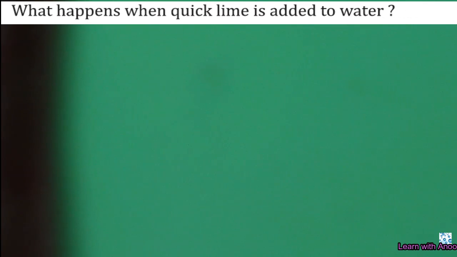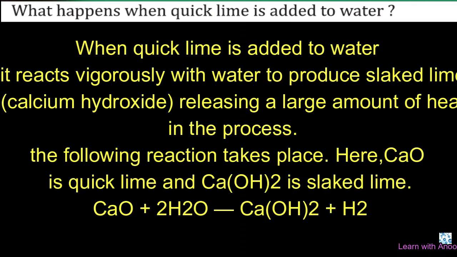Next, what happens when quicklime is added to water? When calcium oxide, that is quicklime, is added to water in a bucket, it reacts vigorously with water to produce slaked lime, calcium hydroxide, releasing a large amount of heat.